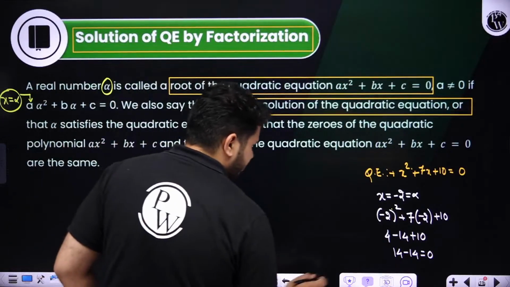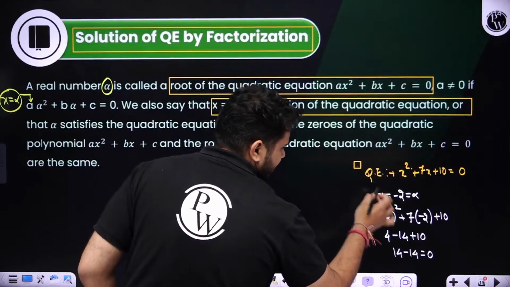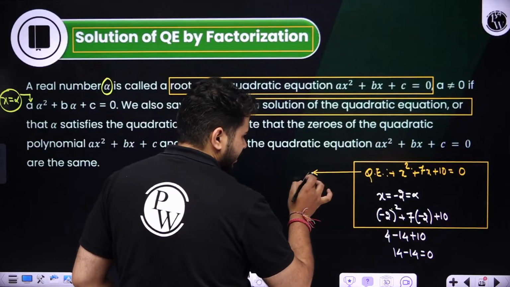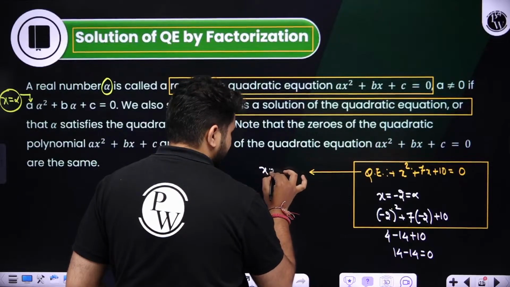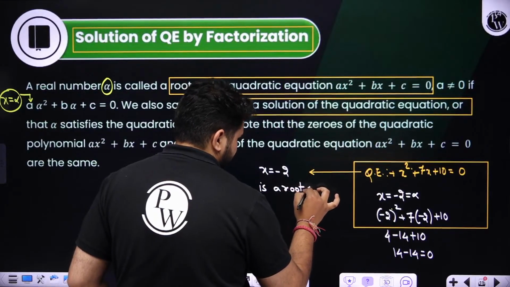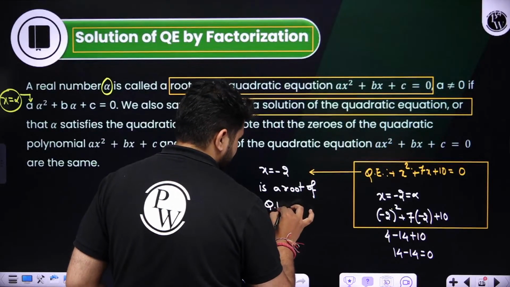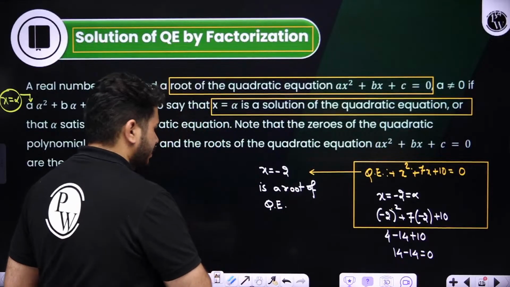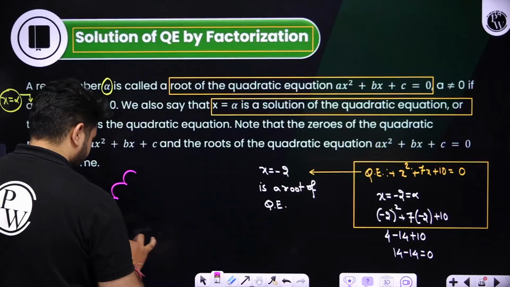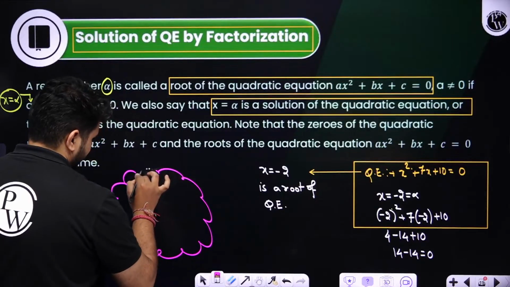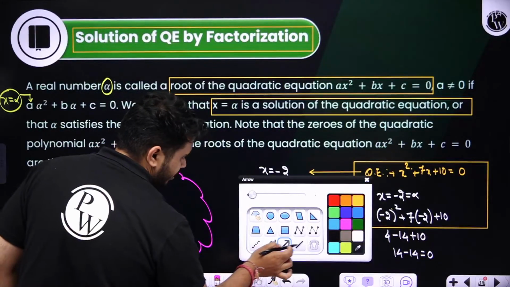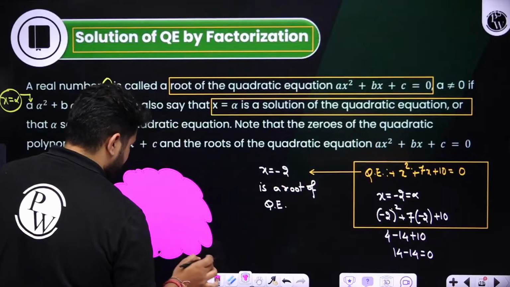Understood everyone? So 14 minus 14 is equal to 0. So definitely it says that x equals alpha, or we can say that x equals minus 2, is a root of the quadratic equation. Clear? Now write down one note over here. Definitely they will ask you this in MCQs, so make sure that you remember these notes.